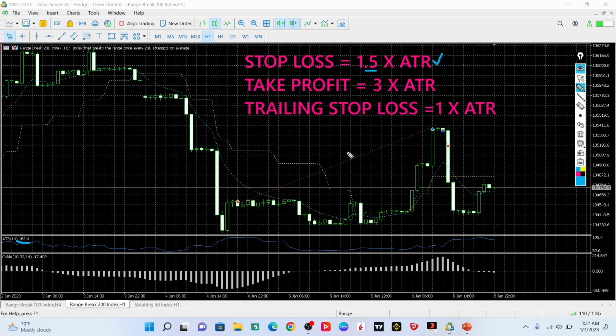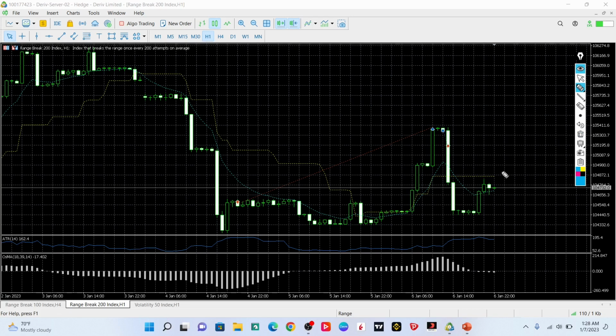This is 162.4. So here the take profit is at least 3 times the ATR and more, and then you assume that the trailing stop loss is at least one of the ATR. Okay, so that is it. So for example, now we are going to place an order, and we shall assume that the price goes into the money, and then when it goes into the money, we shall be able to place our trailing stop loss.